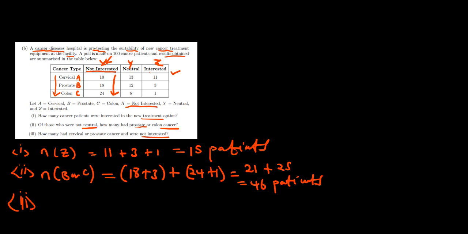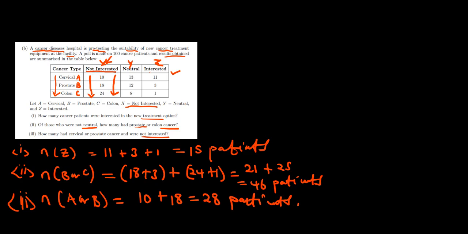We just add the number of patients that had cervical or prostate cancer. The number of those that had cervical, represented by A, or those that had prostate, represented by B, is equal to, within this same column, the number of cervical, which is 10, plus the number of prostate, which is 18. This gives us 28 patients. So that's how we solve this question.